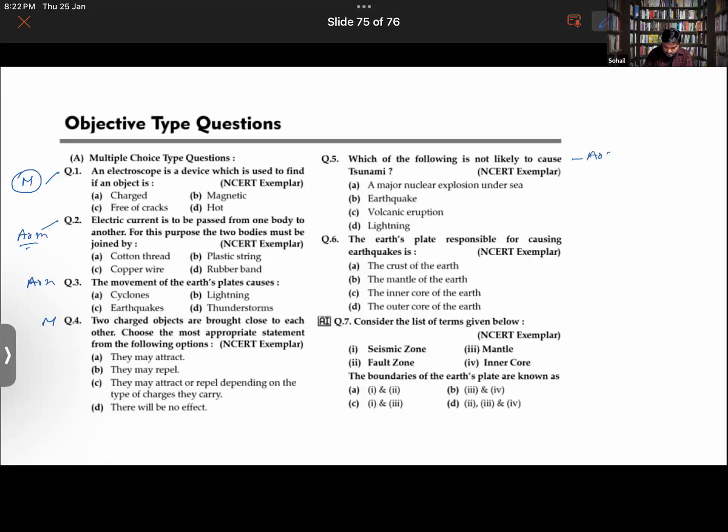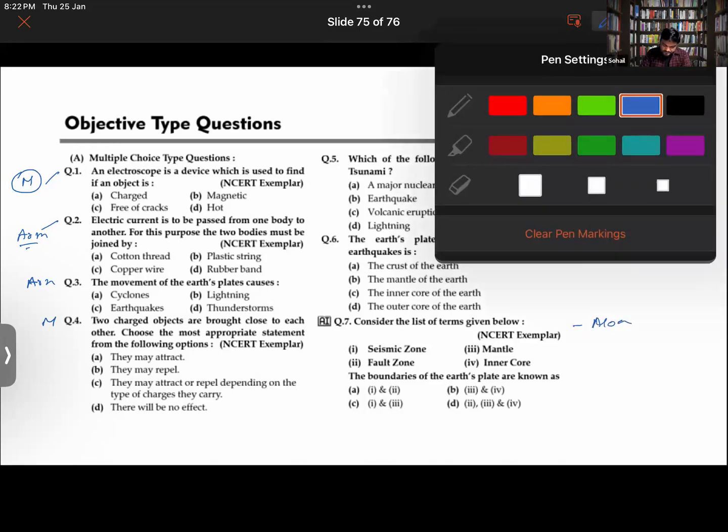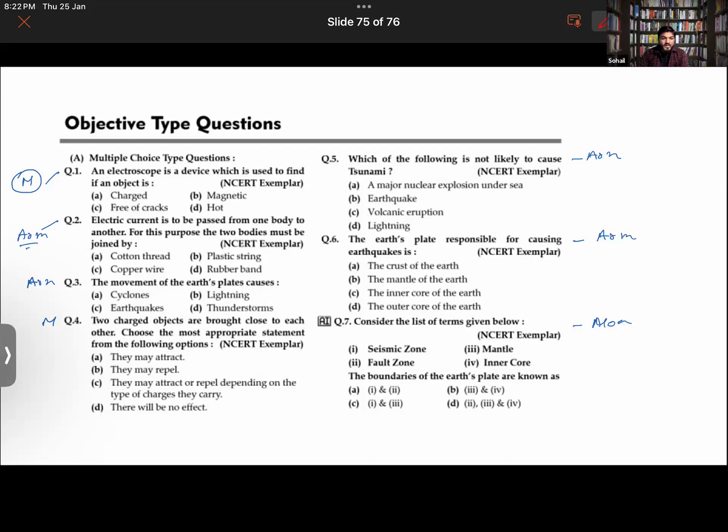It's earthquakes. Just 1 minute. Yes, Arhan. So it's earthquake. Correct. And it's lightning. Sir, copper wire. I think moments ago we did the same questions. Yes, Moaz. Sir, the electroscope is a device which is used to find if an object is charged. Good.